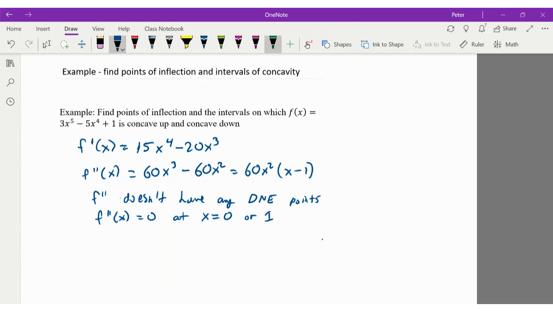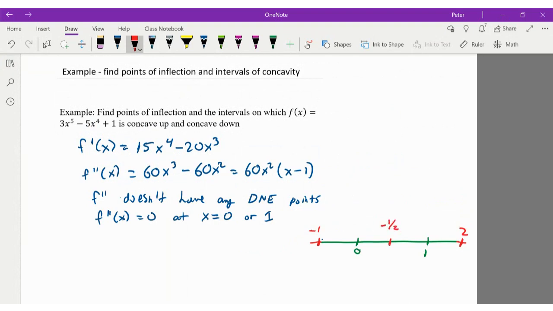I'm just going to draw those on a number line. So we see that we have here 0 and 1. I'm going to test f double prime to see if it's positive or negative. I'm just going to pick arbitrary points on either side of these critical numbers. So I need to pick one here. That's going to be -1. I'm not drawing this to scale. I'm going to pick 2, and then I need to pick 1 in between the critical numbers.